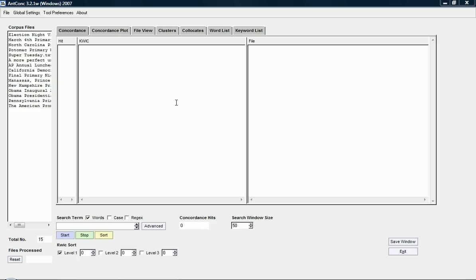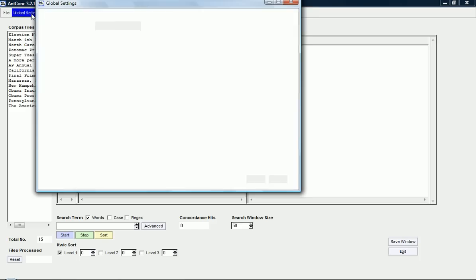There's another video that tells you how to do a concordance just for a particular word form without any kind of wildcards. This particular video focuses on the use of wildcards. For this demonstration, I assume that you've already loaded a corpus and produced a word list as well. In my case, this corpus consists of 15 pre-election speeches by Barack Obama.